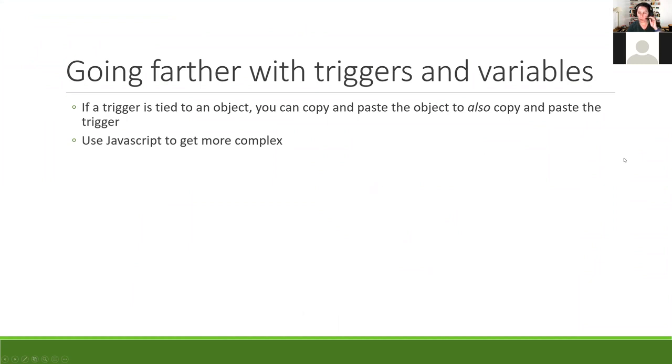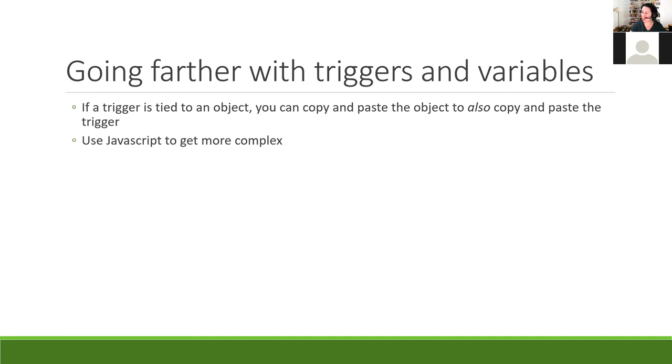All right, so if you've done triggers, you've done variables, and you're like, this isn't complicated enough, I need more, you can use JavaScript. There's actually a trigger where it just executes JavaScript. I do not know JavaScript. I am very good at copying and pasting though, and the Storyline community is very robust, and there's lots of people out there that have done really interesting projects and they've shared their JavaScript. So you can go out there and Google and see some interesting things.